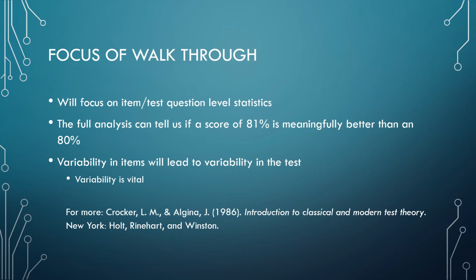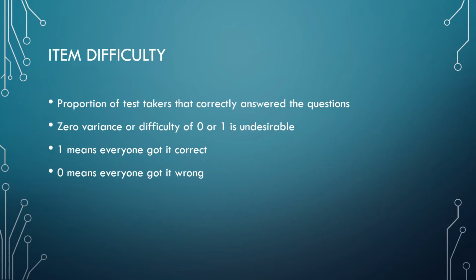Before we go into the analysis, I just wanted to highlight that variability in items will lead to variability in the test. Variability is vital, and you'll see in the next slide why that is. The first metric at the test question level is item difficulty, which is the proportion of test takers that answered the question correctly. If 100% of the people got it correct, you'd have a 1. If 0% got it correct, you have a 0. And zero variability is undesirable.